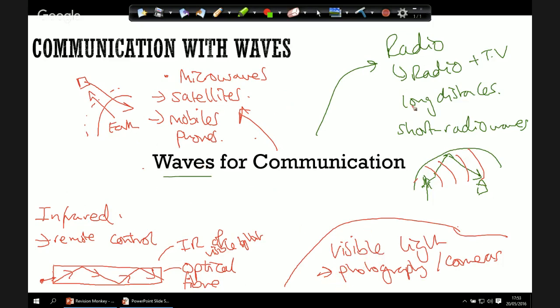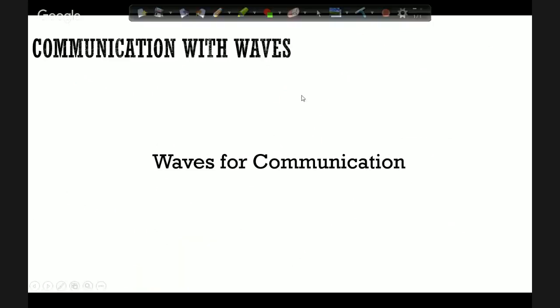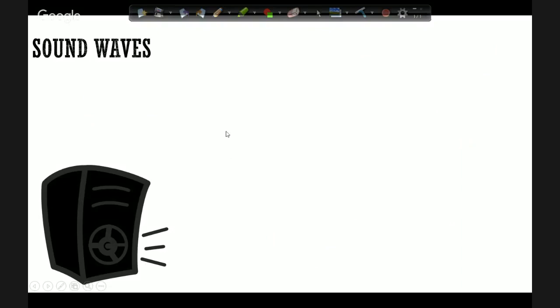So lots of things that these EM waves are used for, lots of things that day to day we use them for, especially microwaves. Without those, we wouldn't have mobile phones and we wouldn't have satellite TV or satellite communication. So just a few more things to finish on waves, not too much left to do.